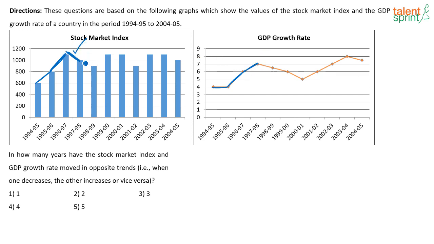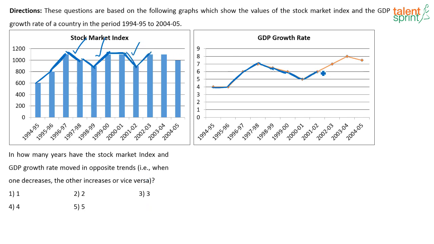Again, look at this year, it is decreasing here, this is also decreasing. Here it is increasing, this one is increasing, but this one is decreasing. So this is another year that we are looking for, where one increases, the other decreases. Then here it is the same, and here it is decreasing. So we don't consider that. Here this is decreasing and this is increasing. So this is another year where this is happening.